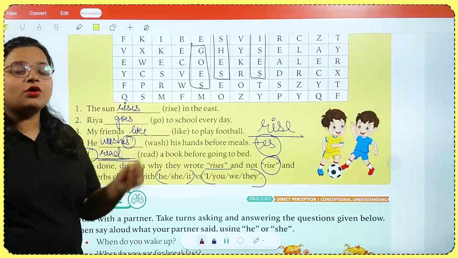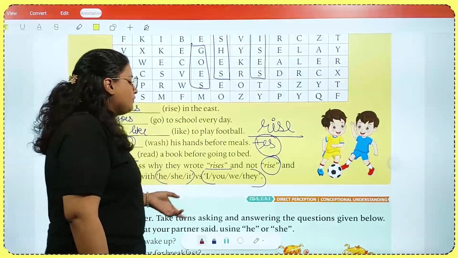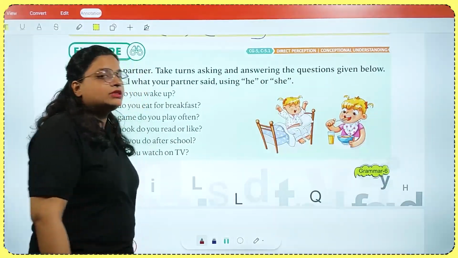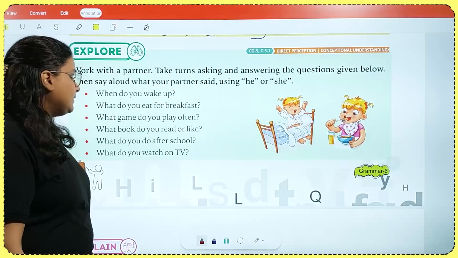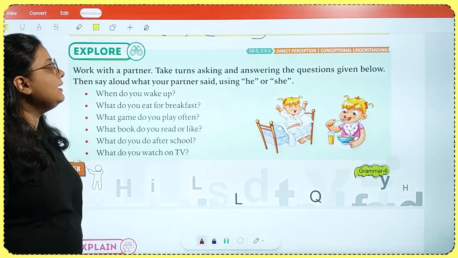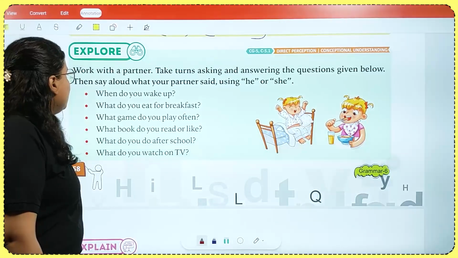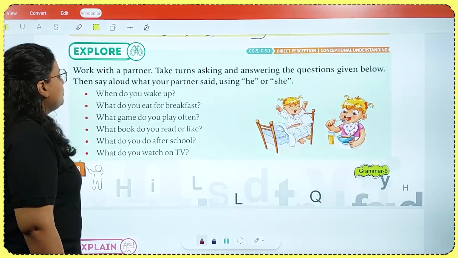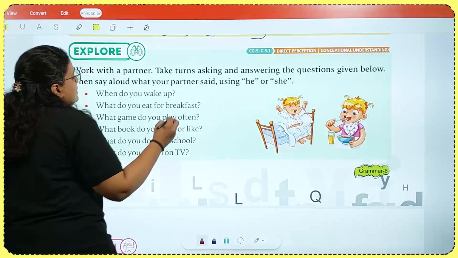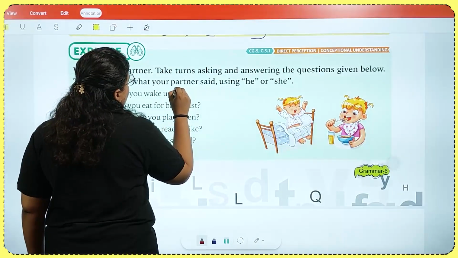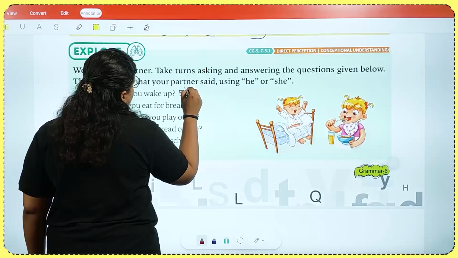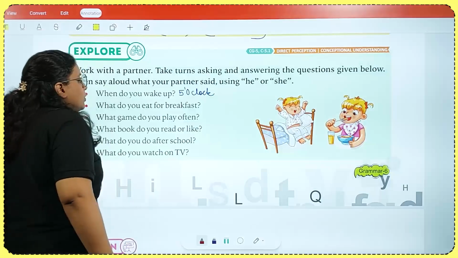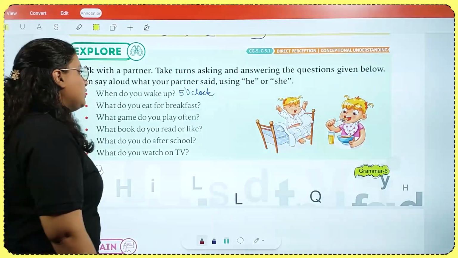How different forms of tense are different from each other, and how you can write the correct structure of each of those tenses. Work with your partner. Take turns asking and answering the question given below. Then say aloud what your partner said using he or she. When do you wake? Suppose the partner said 5 o'clock. So you will say what? He wakes up at 5 o'clock.